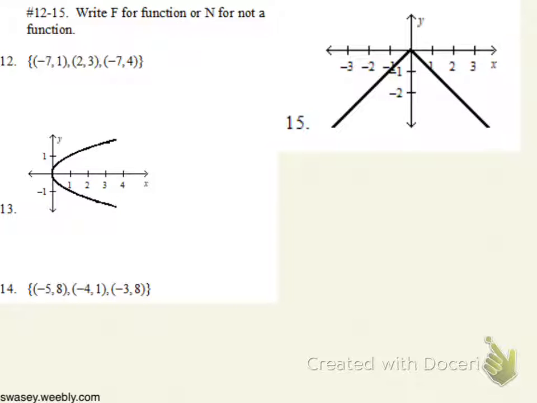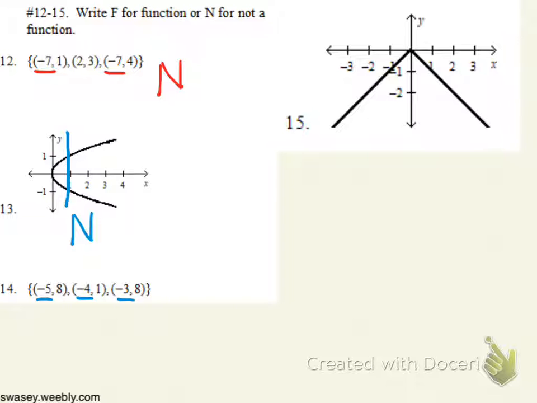To decide if it's a function or not, you're looking at the x values. If any single x value goes to more than one place, it's not a function. If you have a graph, you're going to use the vertical line test. Think about vertical lines going through this relation. If any single vertical line hits it in more than one place, then it's not a function.